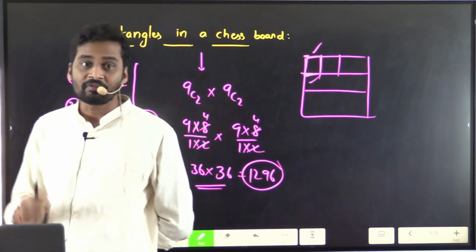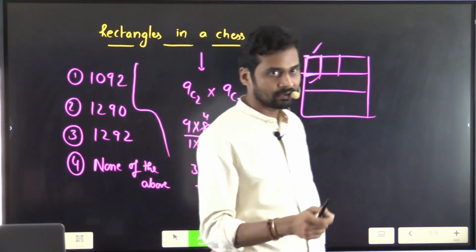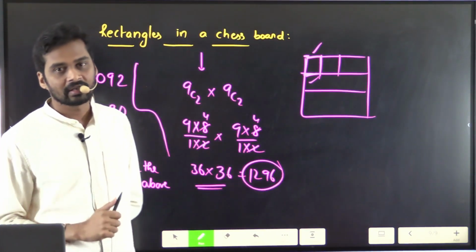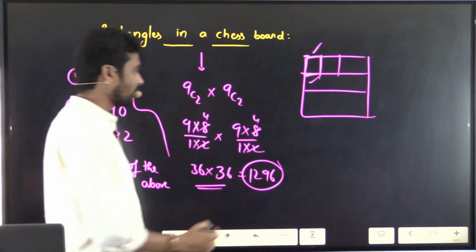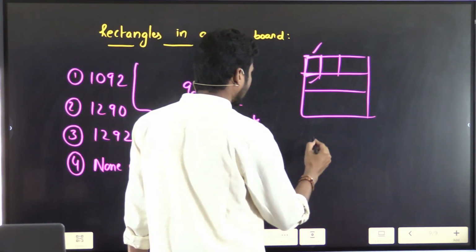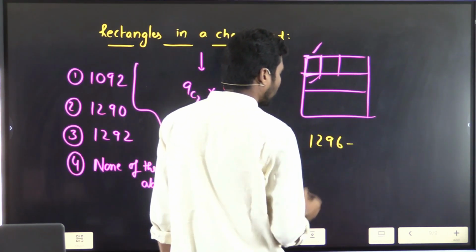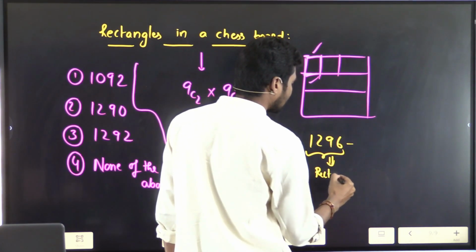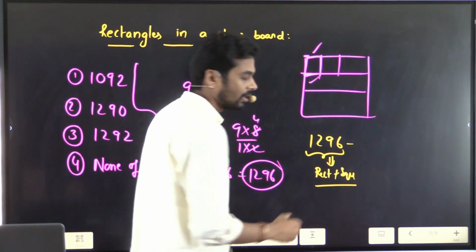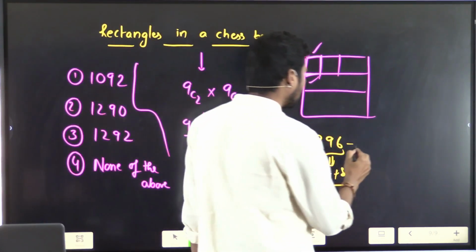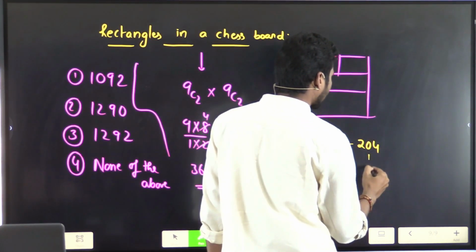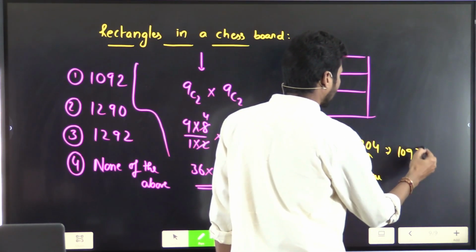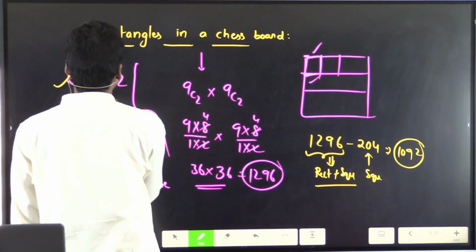Then how do we take that? If I ask the question, I want only the rectangles from the chessboard, I don't want the number of square boxes. Then what will we do? From the total value, what is the total value? 1296. This is the number of rectangles plus squares. I include both rectangles plus squares. From this I need to subtract the number of squares. Number of squares is what? 204. So then what is your answer? 1092. So if you have the option 1092.